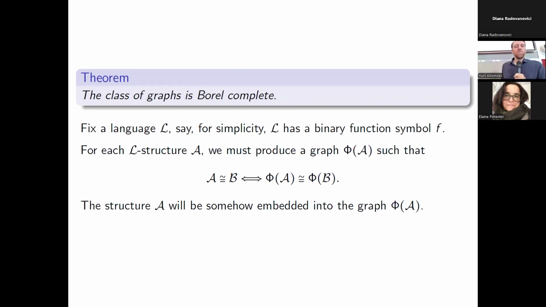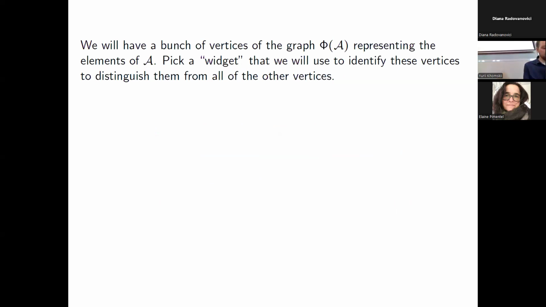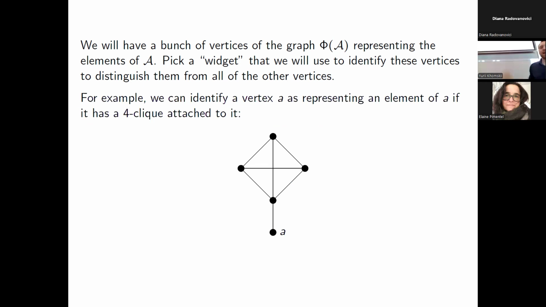It'll actually be computable. And the idea is that the structure A is going to somehow be embedded into the graph that we construct. So what are we going to do? We've got this graph phi of A we want to produce. We're going to take the elements of A, and we're going to put them in directly as vertices. But the graph is going to have all sorts of other vertices. So we want to distinguish which vertices came from A from the ones that didn't. So we're going to pick some widget, some little finite graph that we're going to attach to things. And we're going to use that to identify the vertices that came from A to distinguish them from all the other vertices.